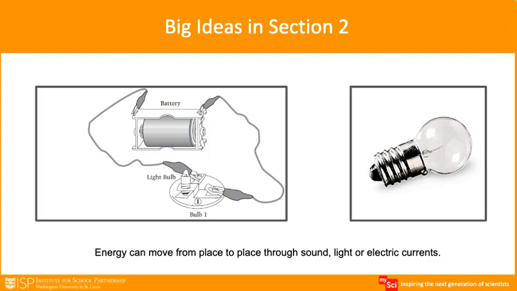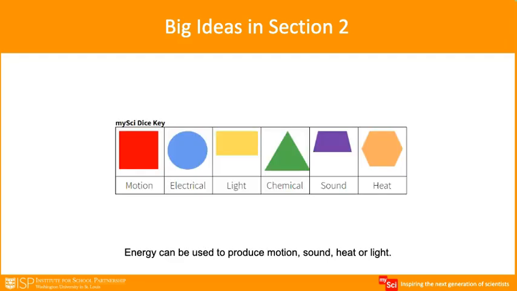They use mini light bulbs, motors, buzzers, and energy balls to observe how energy moves in a circuit. They also use energy dice and circuits to model how electrical energy can be transformed into light, heat, and sound.